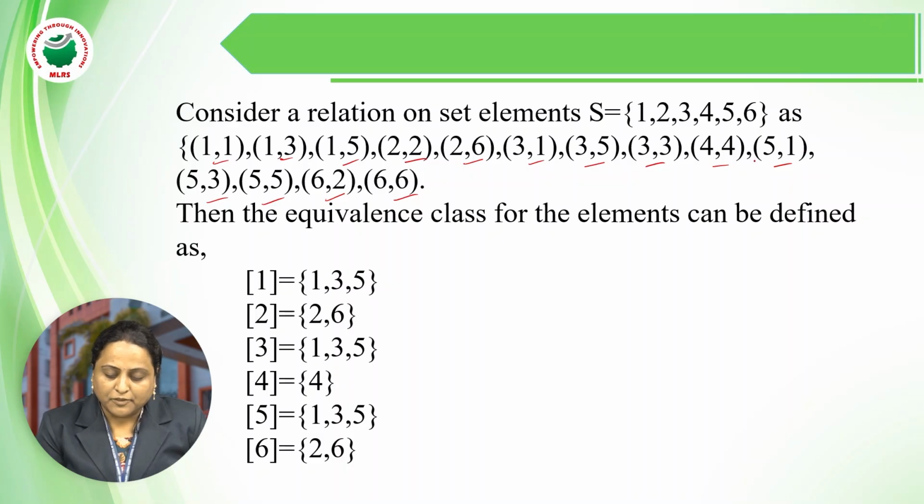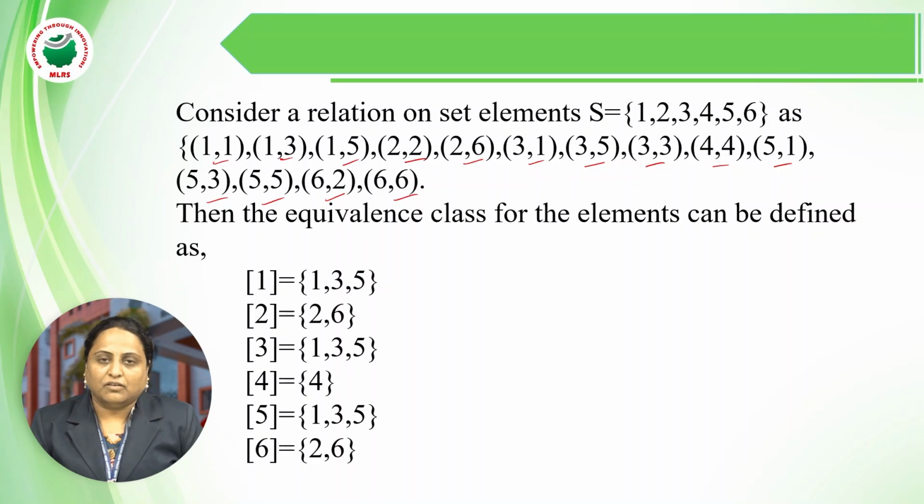(4,4) is only one element, you need not check anything here. (5,1), (1,1): you have (5,1), that's all. (5,3) and (3,1): you have (5,1); (5,3), (3,5): you have (5,5), and next (5,3), (3,3): you have (5,3) again, and next (5,5), (5,3): you have (5,5). Similarly (6,2) and (2,2): you have (6,2). (6,6) is a single element.